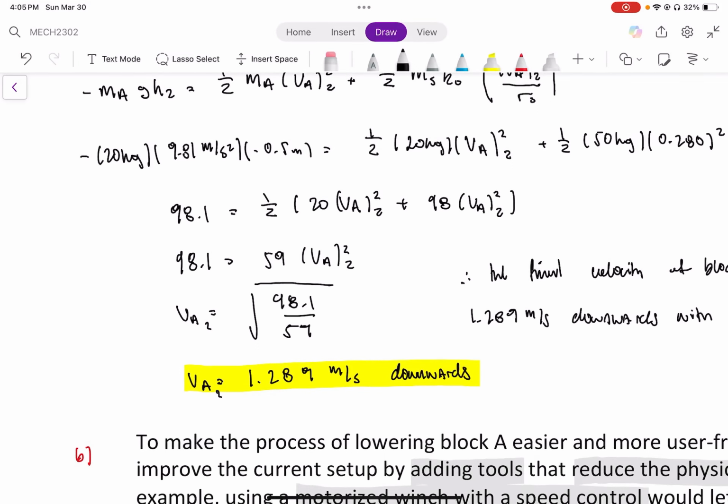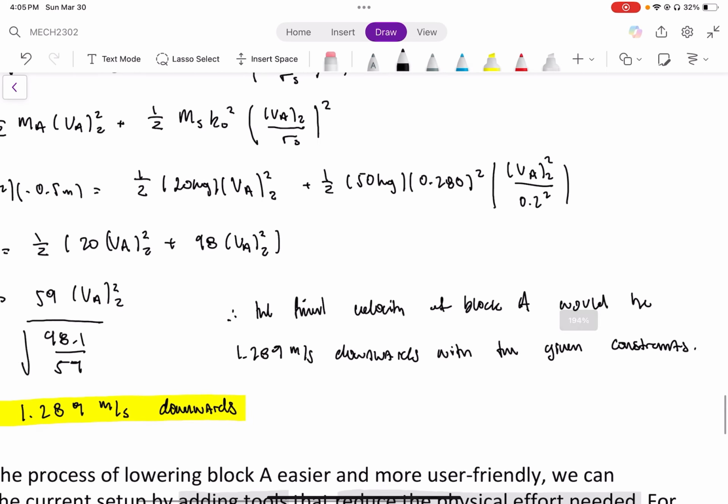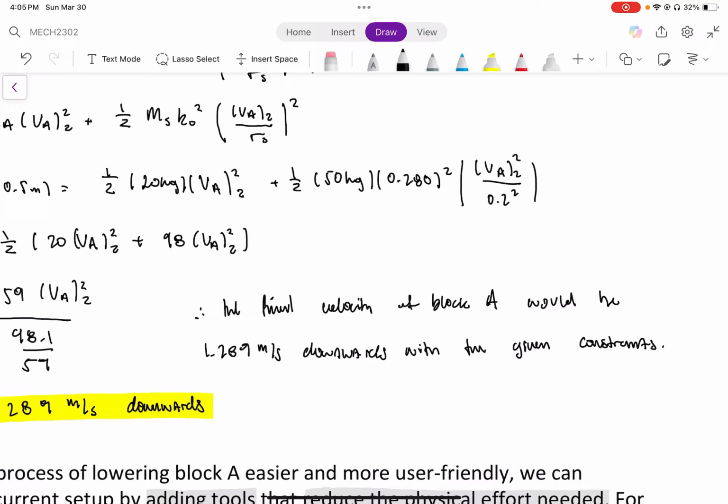So the VA2 would be equal to 1.289 meters per second downwards, according to all the calculations, with the given values and constraints.